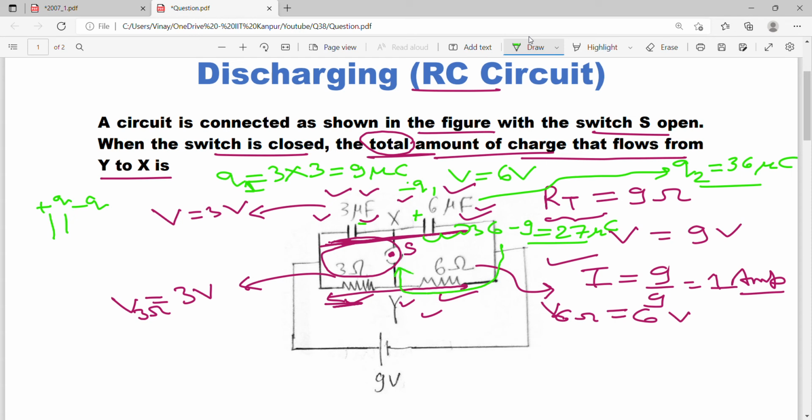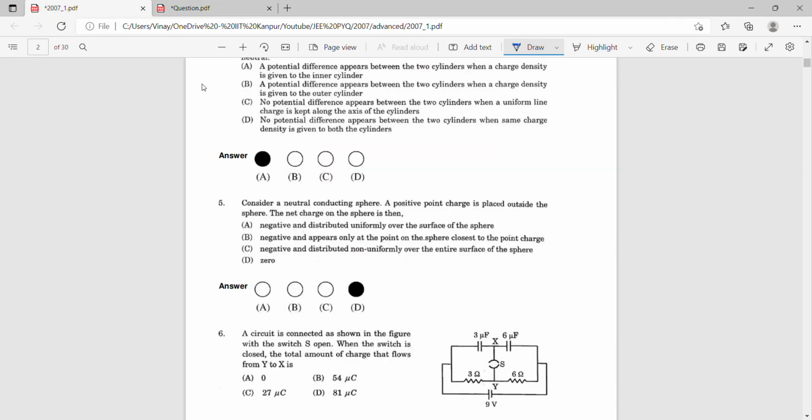One thing you should always remember: when the capacitor is charged fully, eventually it is going to discharge, and this charging and discharging phenomenon will keep repeating itself. So this is what you have to understand. So what is the amount of charge? 27 microcoulomb will pass from y to x. This question was asked in 2007, and the answer was option C, 27 microcoulomb. I have taken this paper from the official website of IIT JEE.